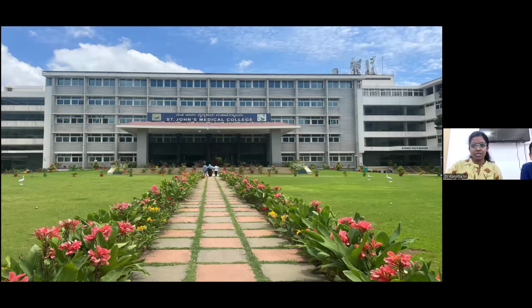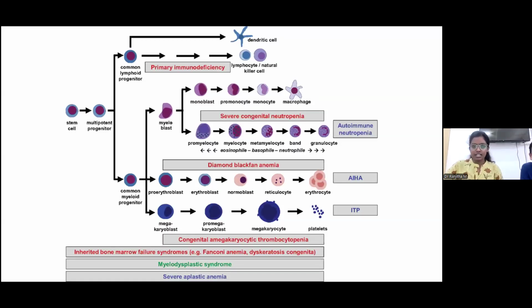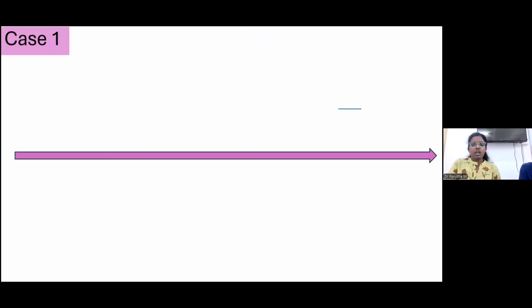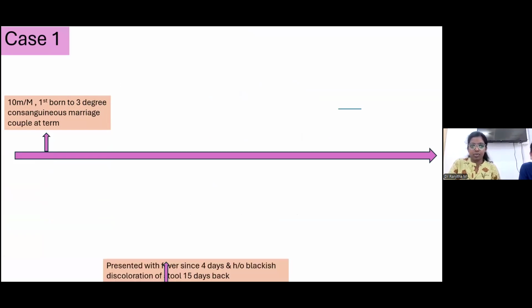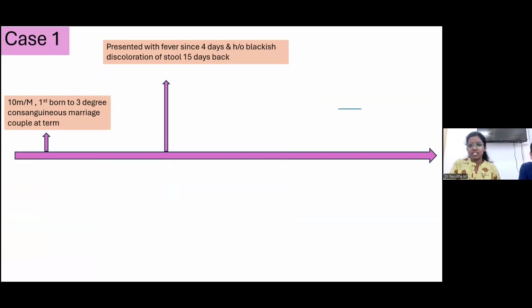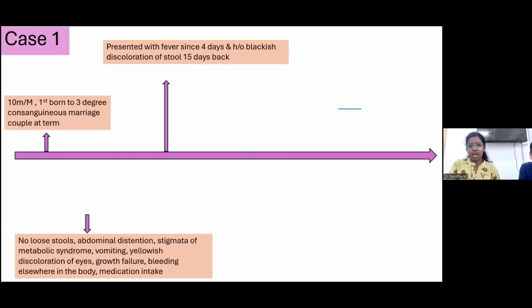Without wasting much time, starting on to my first case, this is an introductory picture which shows various stages of maturation and differentiation of the platelets, starting from the common myeloid progenitor cell, megakaryoblast, and further on. Coming to case one, we had a 10-month-old male child, first born to a third-degree consanguineous marriage couple at term, who presented with fever since 4 days and a history of blackish discoloration of stools 15 days back.